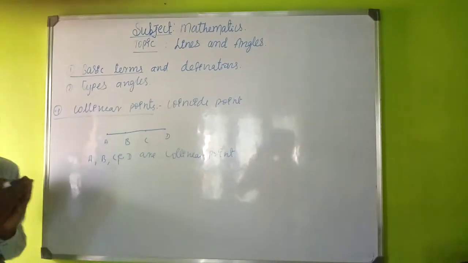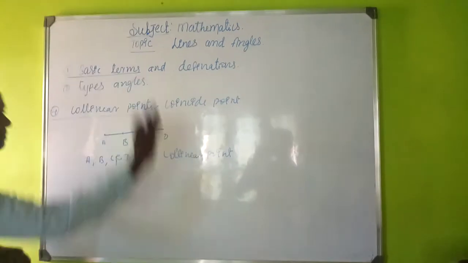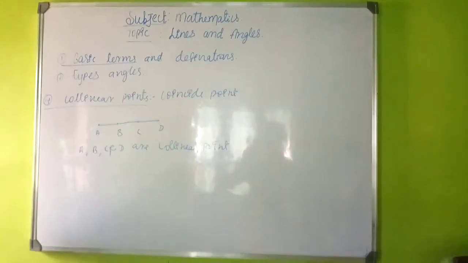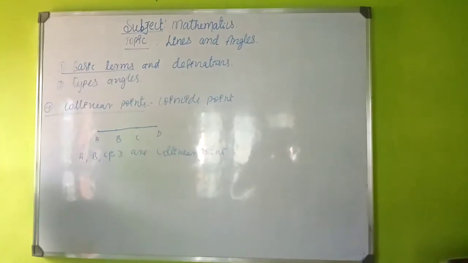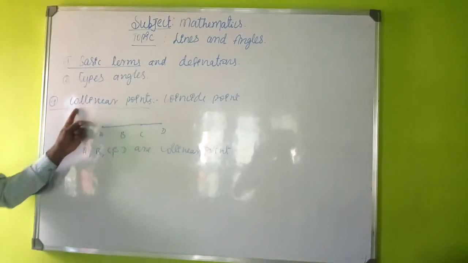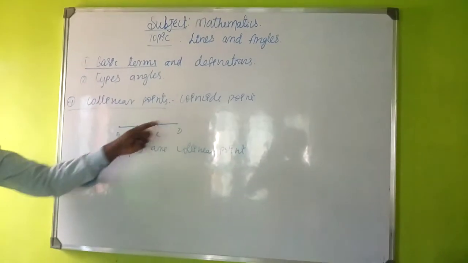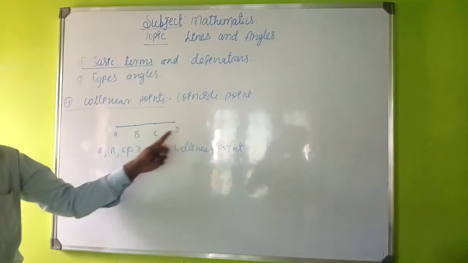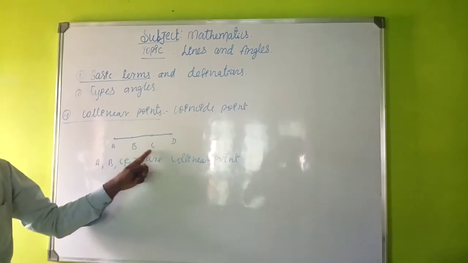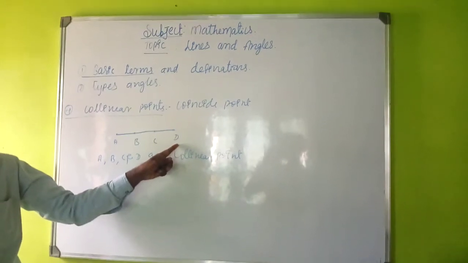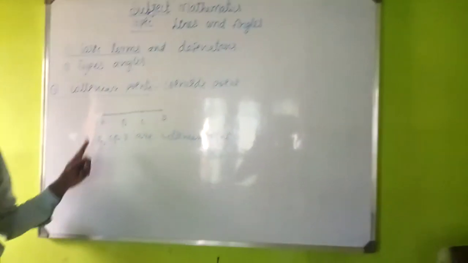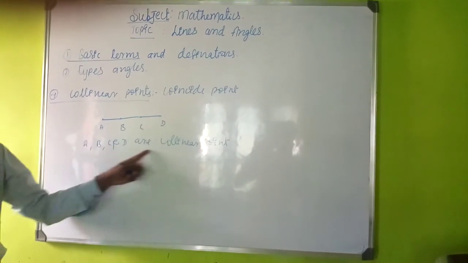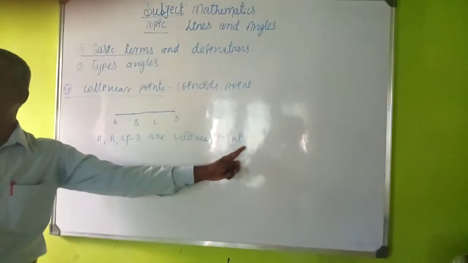Where these points are basically, they should be in the plane. It means the points which can lie in the same line segment in a plane are called collinear points. Diagrammatically, just observe this diagram: A, B, C, D. These are points which can be lying in the same line segment. Hence A, B, C and D are called collinear points.